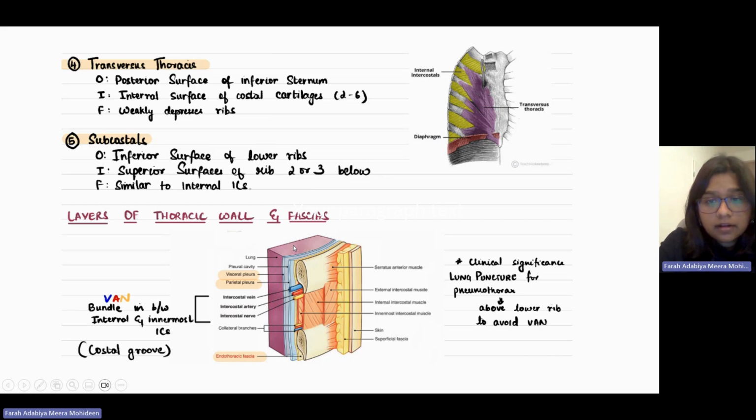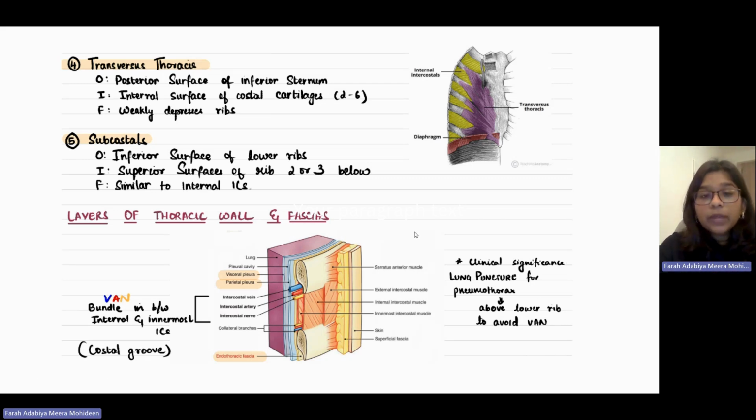Now, the clinical significance. As I've already spoken about, the VAN bundle, vein, artery, nerve, right? Intercostal vein, artery, nerve. It's in the same order, VAN. Okay, they are present in between the innermost and internal intercostal muscles, and they pass through your costal groove. What is the clinical significance of the VAN bundle?